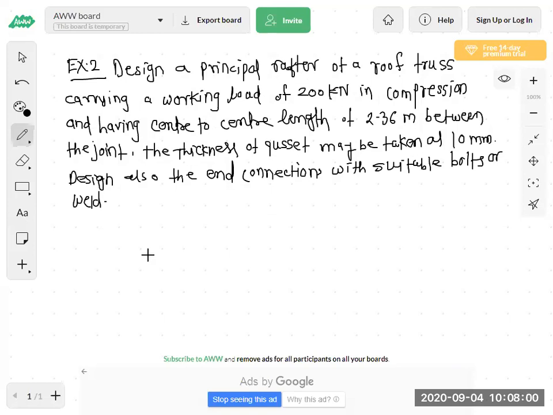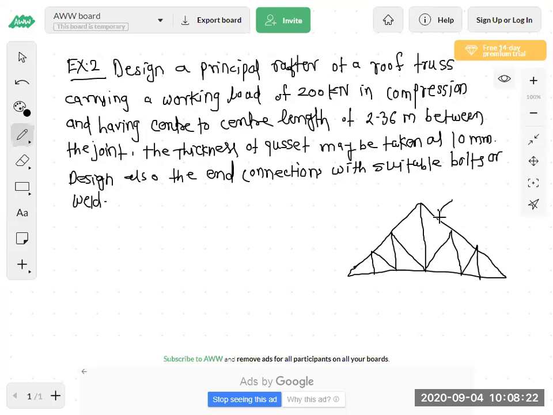We have to design here a principal rafter of a roof truss. So I have told you when we started this chapter, which is the principal rafter here. So this member is the principal rafter. And we also call this member a continuous strut.